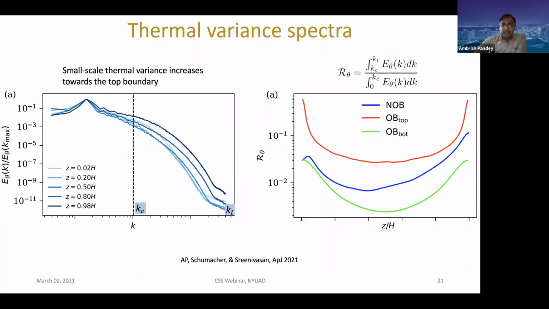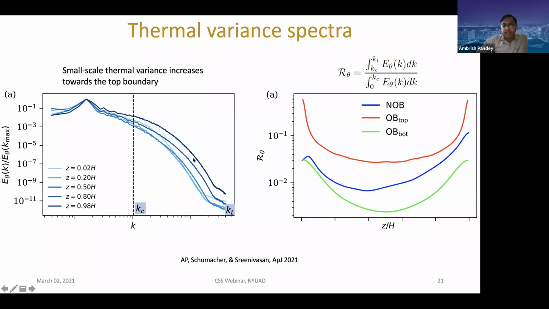We can quantify this asymmetry in the temperature field by studying the thermal variance spectra. For instance, I compute the Fourier transform of the temperature field in various planes, which I showed in the previous slide. And if you look at the power spectrum, the thermal variance as a function of the wave number, you can see that they all peak at exactly the same wave number. This corresponds to the large scale pattern scale being the same at all heights.